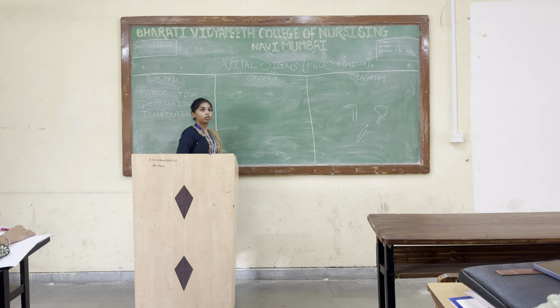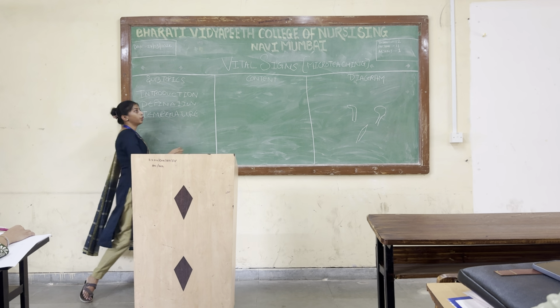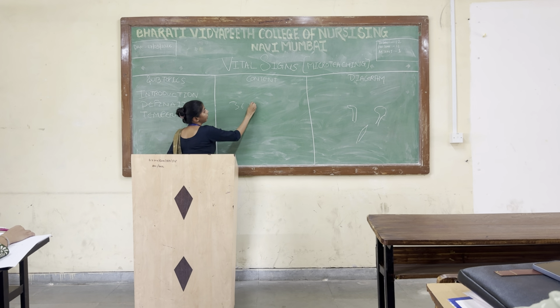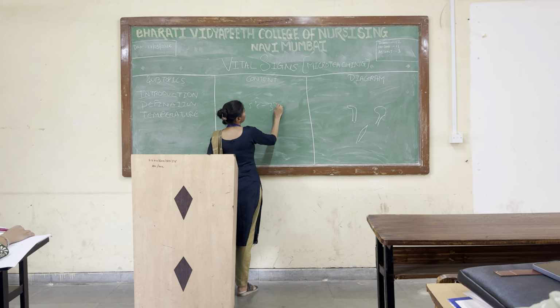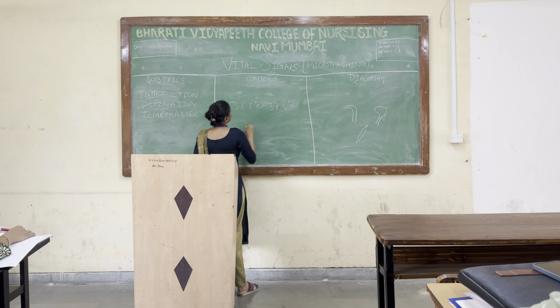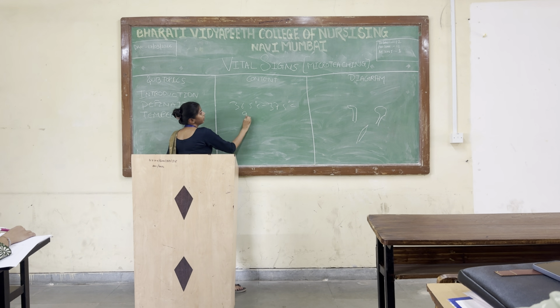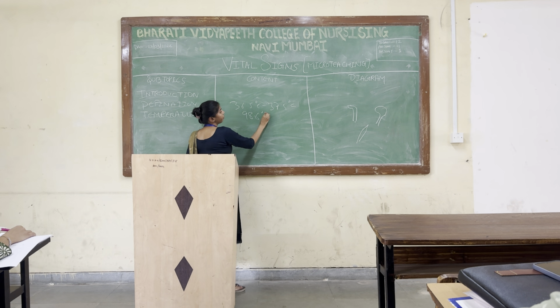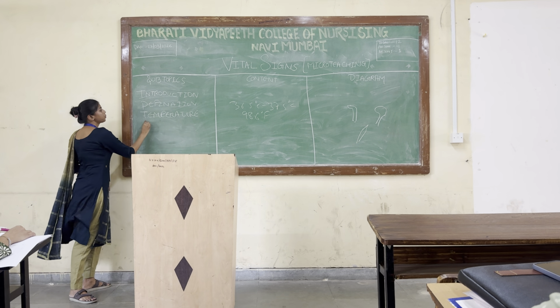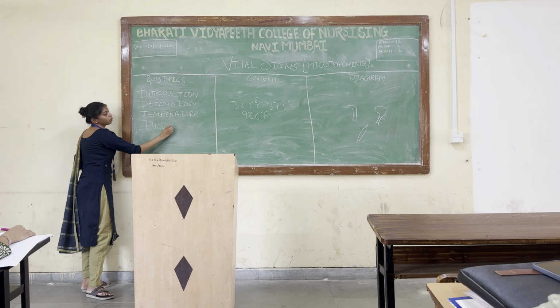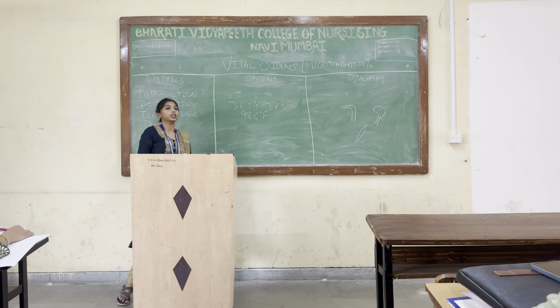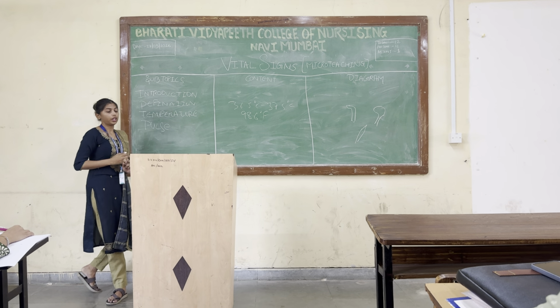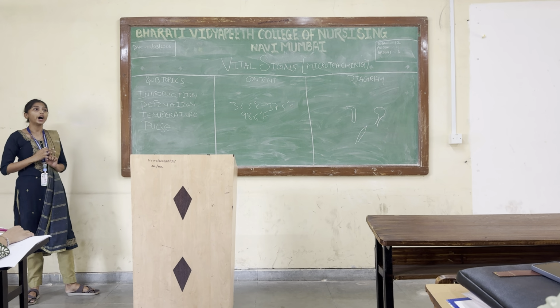Okay. So the normal temperature of the body is 36.5 degrees Celsius to 37.5 degrees Celsius. In Fahrenheit, it is 98.6 degrees Fahrenheit. And second one is pulse. Pulse is the arterial expansion of the arteries due to the heartbeats.